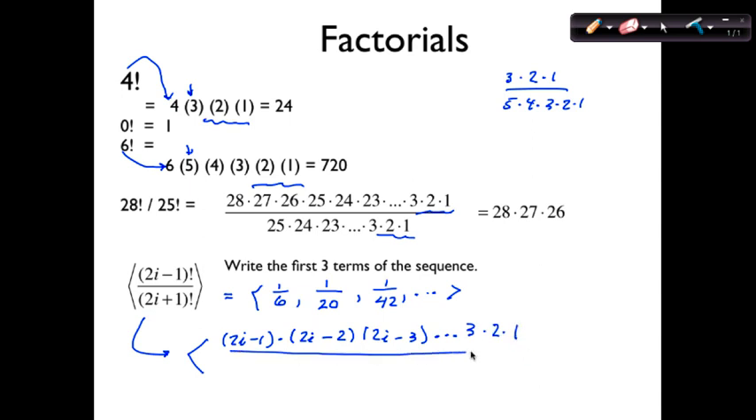Okay? And now you write the denominator, so (2i + 1) factorial. You write that out. What would that be? Write out what (2i + 1) factorial would be.